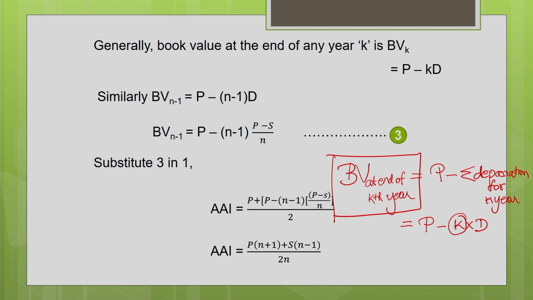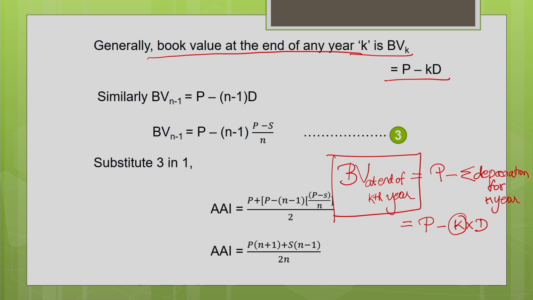So that is what is written here. Book value at the end of any year k is nothing but P minus k into d, the initial cost minus the accumulated depreciation for the k number of years.